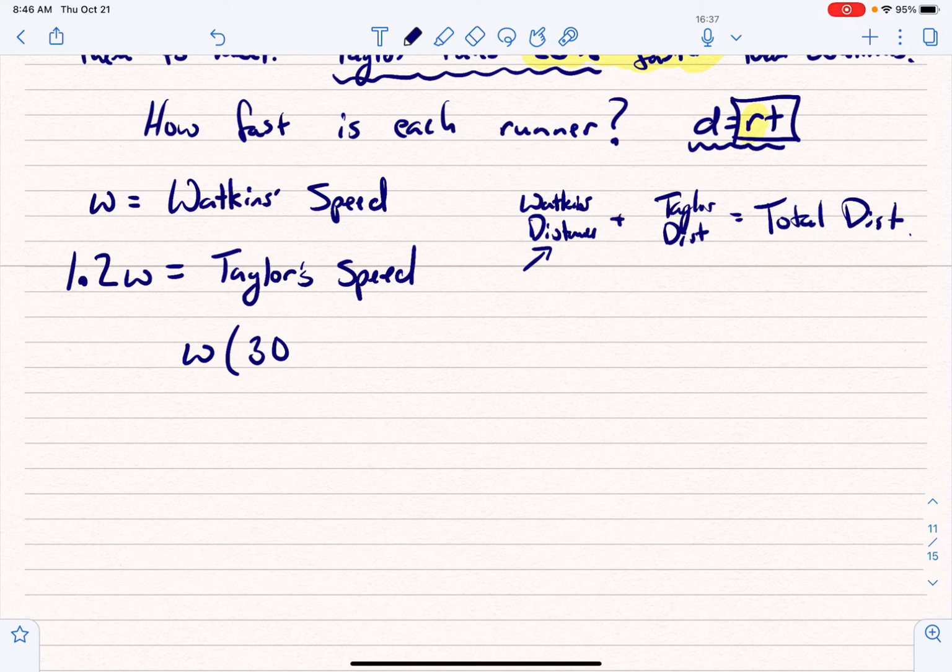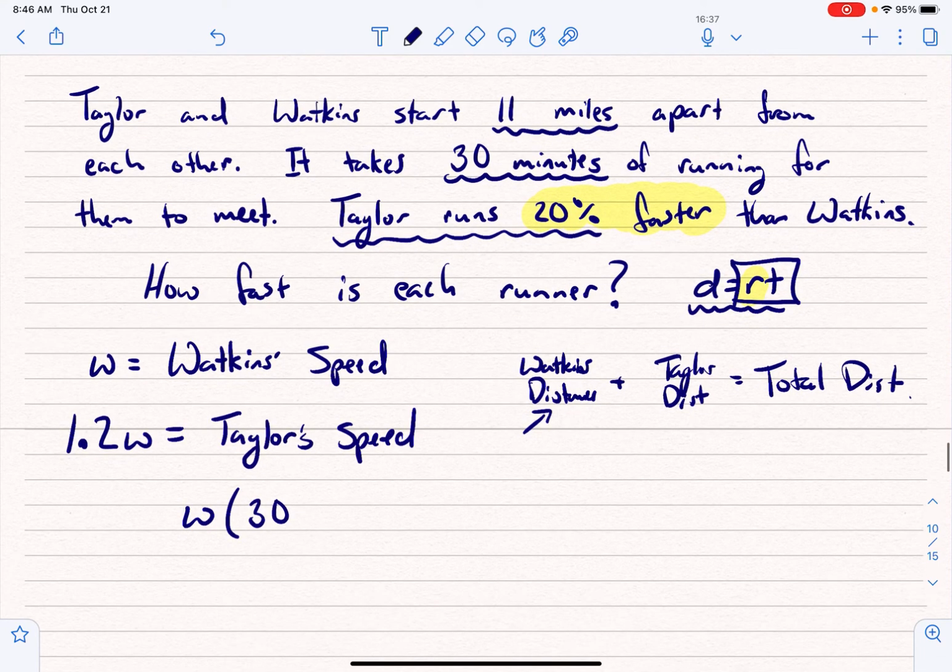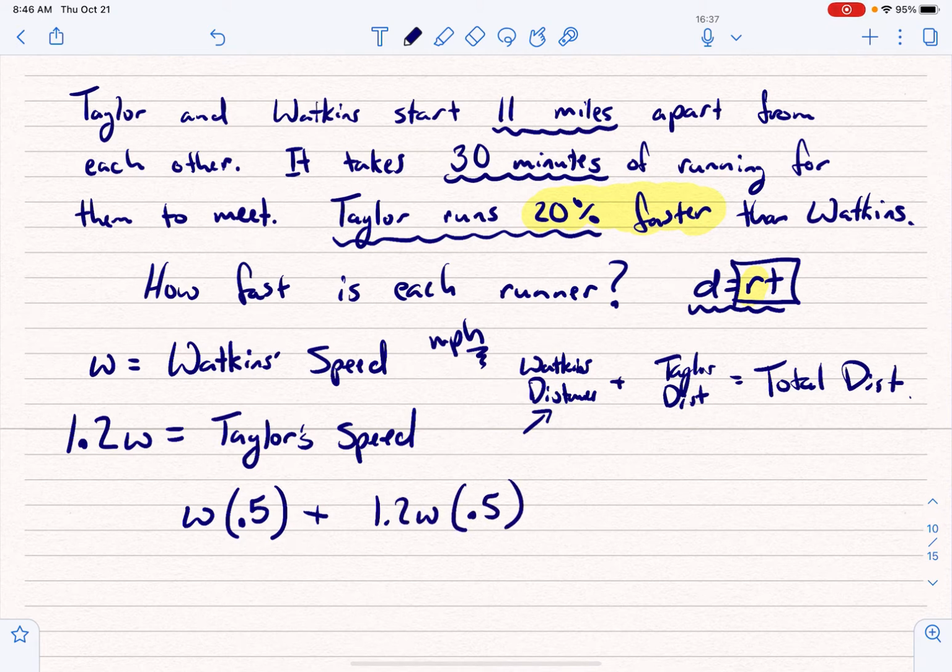Now, there's one thing I want to point out: we're going to talk about speeds and rates in terms of miles per hour. So since we're talking about miles per hour, I really want to convert that 30 minutes to an hour, and that would be 0.5 hours. It's half an hour, okay? So there's my rate and my time, so that's my distance, plus Taylor's rate, 1.2 W, times her time, 0.5, and all of that must add up to the total distance, 11 miles.